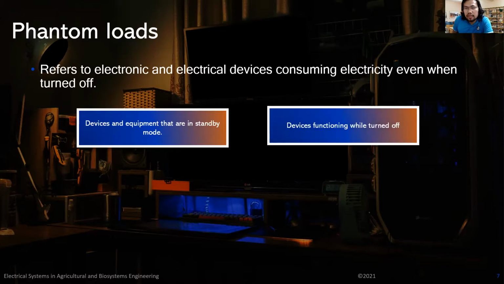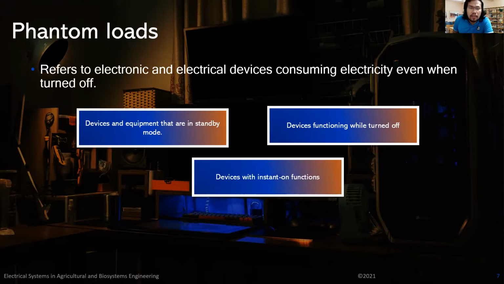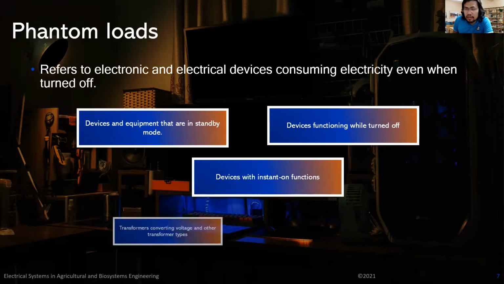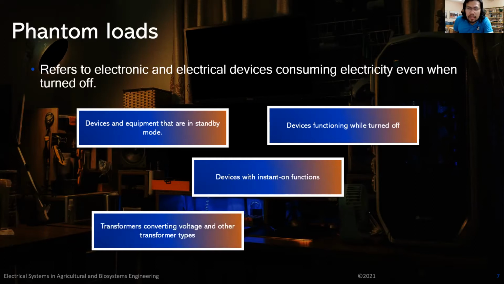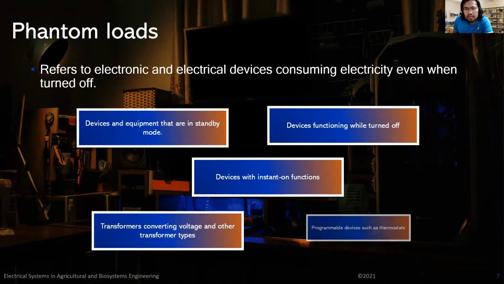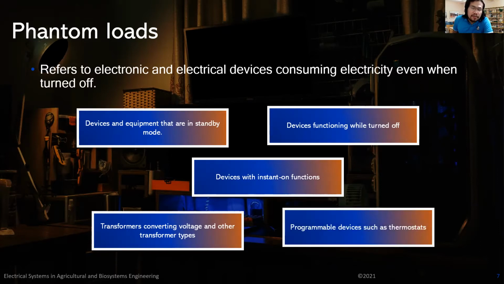There are also other devices that are still functioning even while turned off. Devices with instant-on functions, take note of them. They should be disconnected, or otherwise, if it's for example security, then that is why it has to be turned on forever. There are also transformers converting the voltage and other transformer types, and these are causing electricity losses, phantom loads. Programmable devices such as thermostats are phantom loads as well.